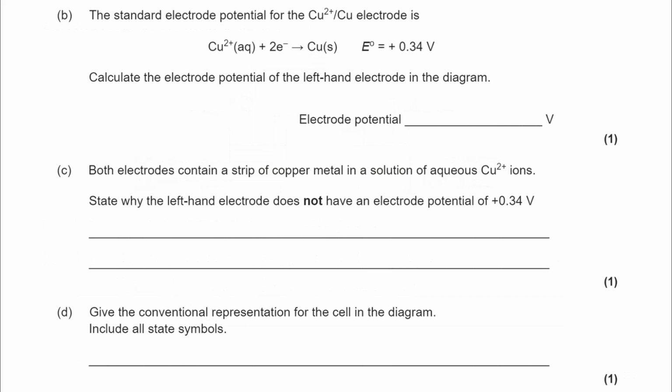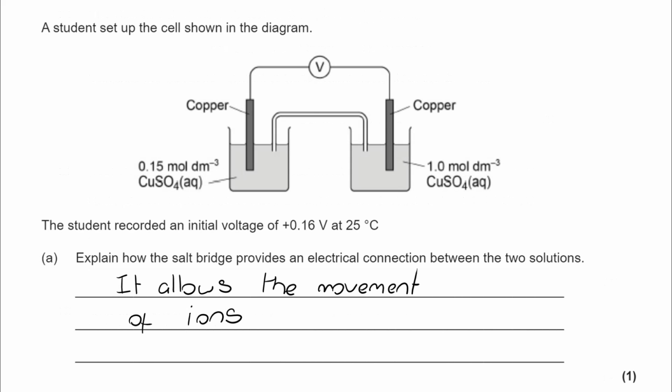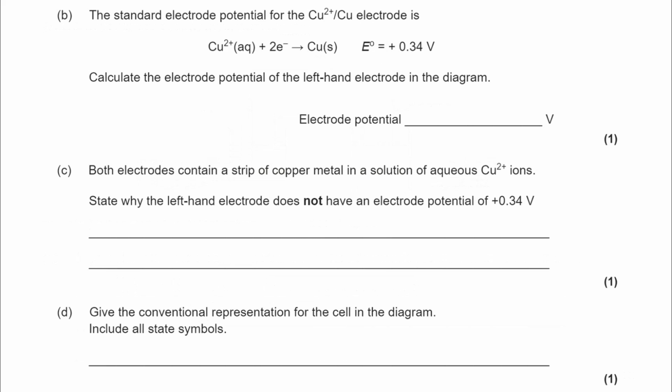Moving on to B, C and D. So on B we have got standard electrode potential 0.34. Now on the previous part of the question, I'm just going to jump back. You can see the overall EMF was 0.16. So if that is the case, what we're looking for is the overall difference of 0.16. So we're going to go to 0.18 volts. Now from there we can go on and look at C.